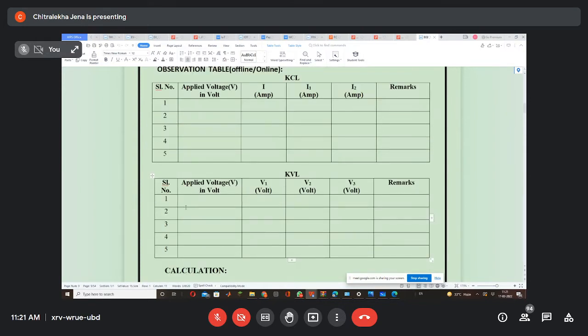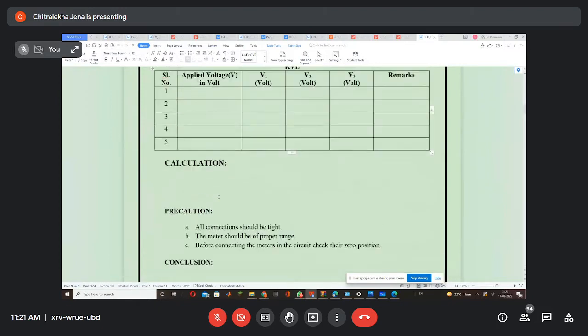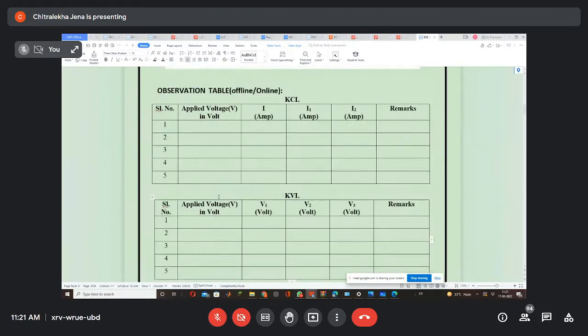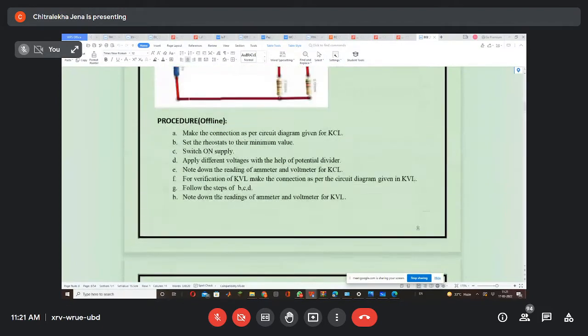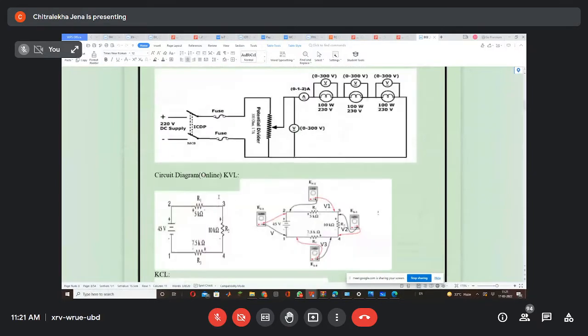Similarly, here you give some voltage and measure the voltages V1, V2, V3. Then you will see that V is equal to V1 plus V2 plus V3. Here also some loss will be there, so V will be nearly equal to V1 plus V2 plus V3. This is exactly what you will be doing. Calculation is not required. Do these two circuits which I have given you. These are all very easy circuits.